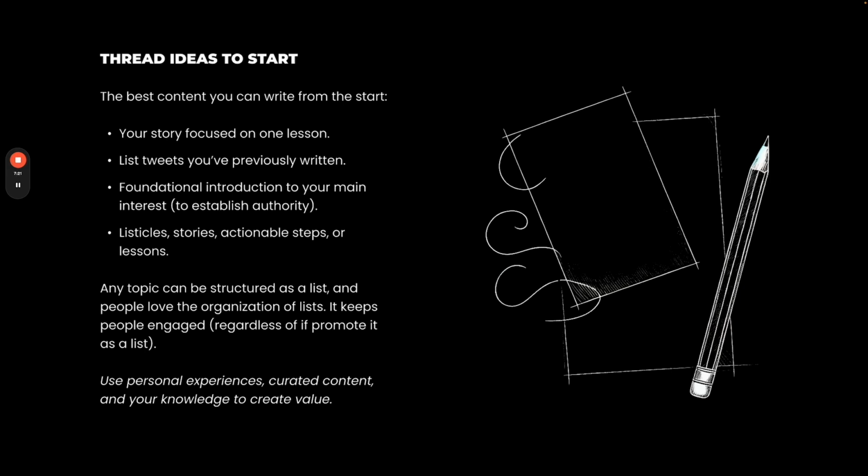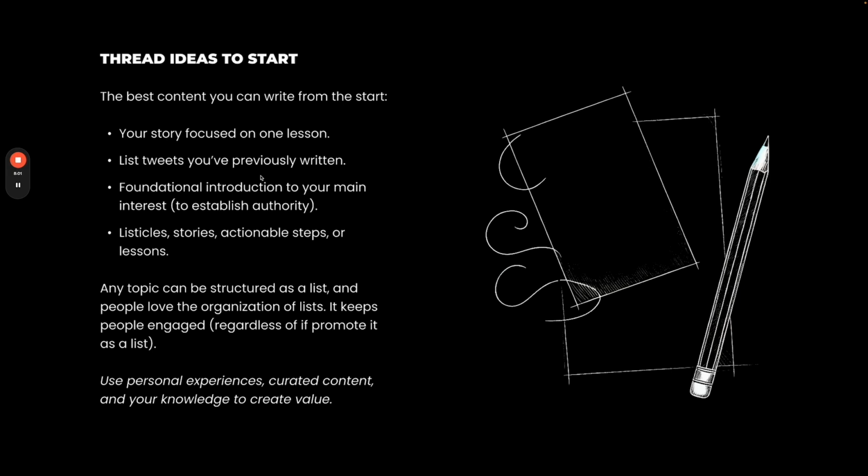Another thing to keep in mind here is that any topic can be structured as a list, and people love the organization of lists because it keeps people engaged. So if you're having trouble ideating really anything from a thread to a newsletter, think of the topic you want to write about and then just try to break it down into a list. So my story, okay, what are the key points of that story? There's where I was, there's the turning point, there's the skills I had to learn, the mindset that I had to adopt, where I am now, how it benefits my life. That's like 5 or 6 key points that I can turn into posts within the thread.